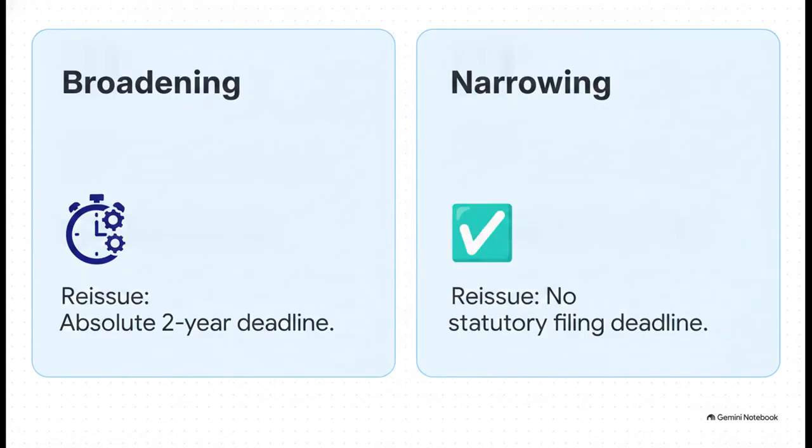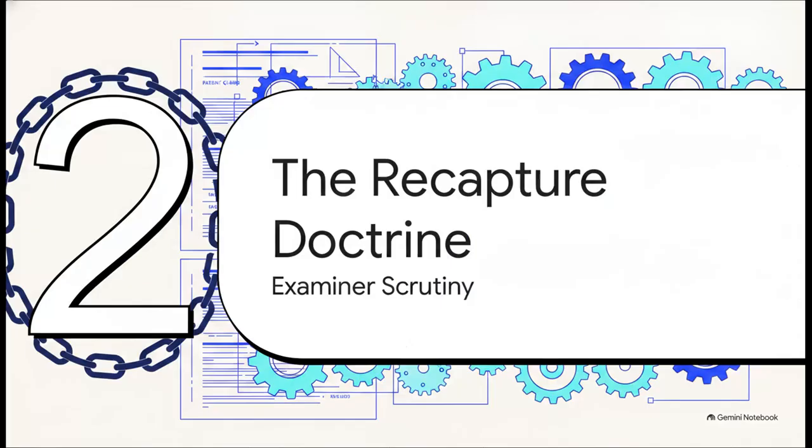Now compare that strict timeline to a narrowing reissue. A narrowing reissue, which only narrows claims or otherwise does not broaden scope in any respect, carries no statutory filing deadline. It can be filed at any point during the patent's enforceability. You could file it shortly before litigation or licensing negotiations, where narrower, more defensible claims serve your interests far better than broader, vulnerable ones. Part 2.